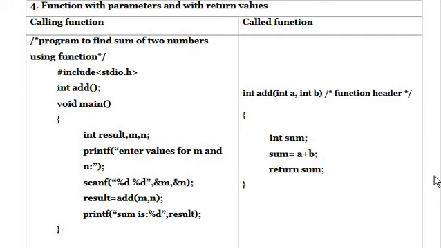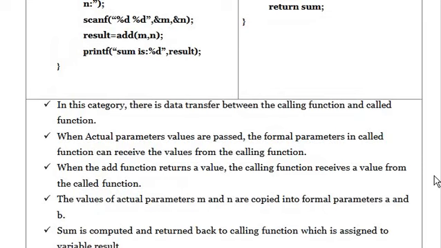Look at the function definition on the right hand side. Int add, and return sum. The sum value is passed to return to main program. So there is a mistake in function declaration, you make some corrections here. So we have data transfer between calling function and called function.